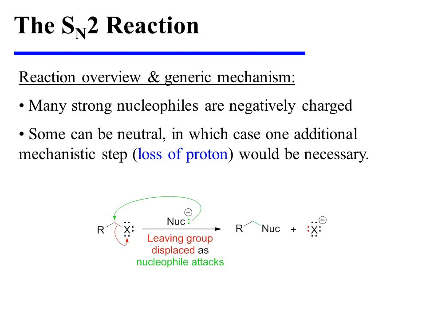Many strong nucleophiles are negatively charged. However, some can be neutral, in which case one additional mechanistic step would be needed. During that additional mechanistic step, a proton would be lost to neutralize the product.